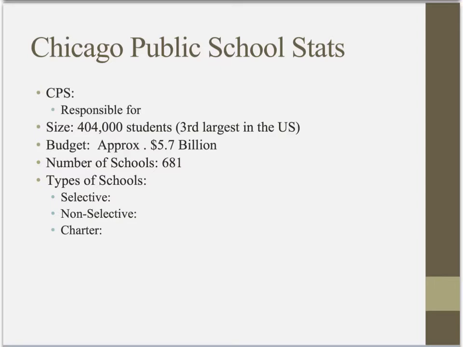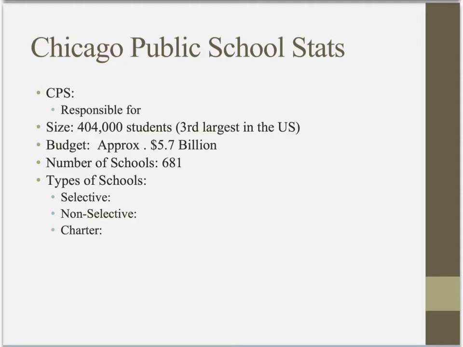It's 404,000 students. Most cities in the United States barely have anywhere close to that many people, let alone school-age students. The budget for Chicago Public Schools in the coming year is approximate, hard to get exact numbers right now, but approximately $5.7 billion. I did not mean to say million. $5.7 billion is the amount of money that we expect it's going to take to educate those 404,000 students.